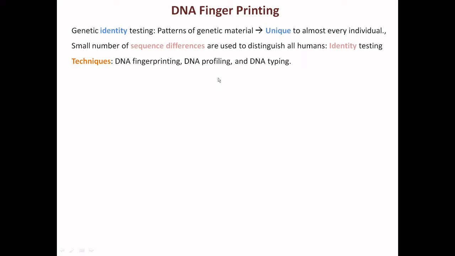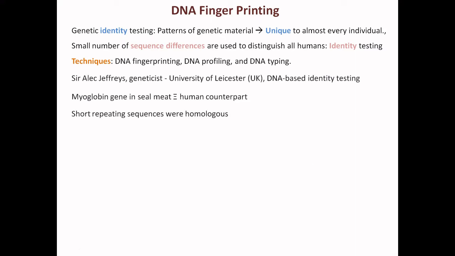The technique that is used to identify individuals can be called DNA fingerprinting, DNA profiling, or DNA typing, in alternate fashion. They are interrelated, or it is the same technique with different names. The person who initiated DNA fingerprinting is Sir Alec Jeffreys. He was a geneticist at the University of Leicester, UK, and he used DNA for identifying individuals.